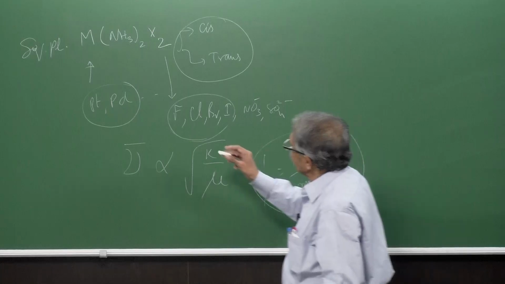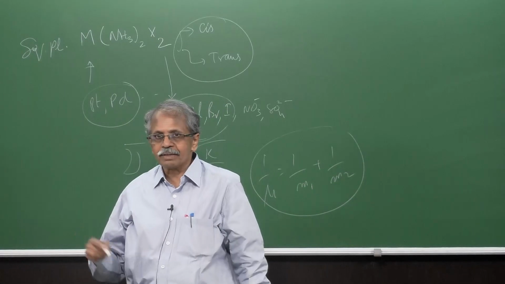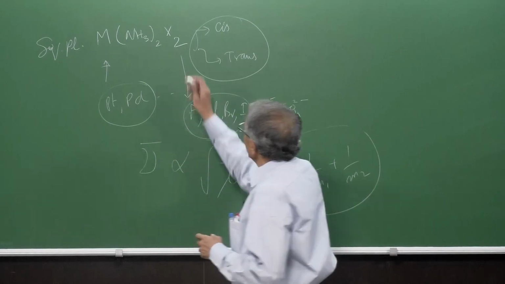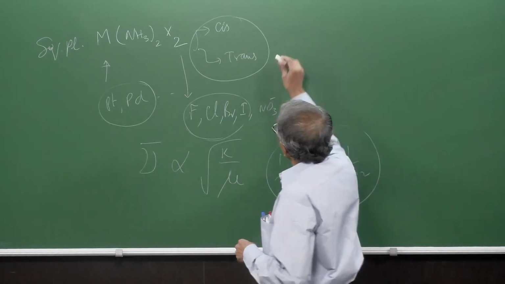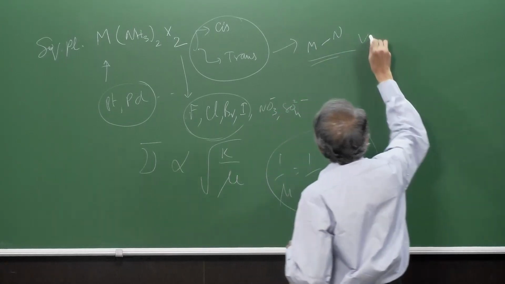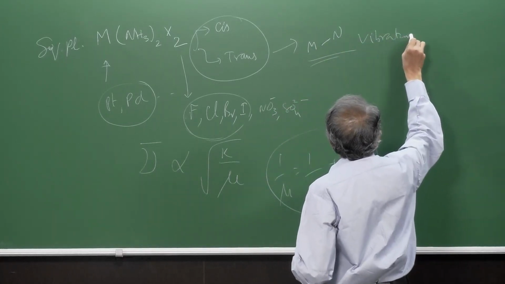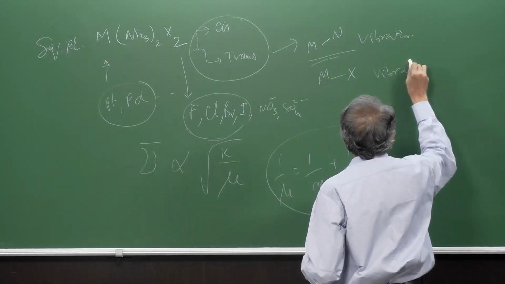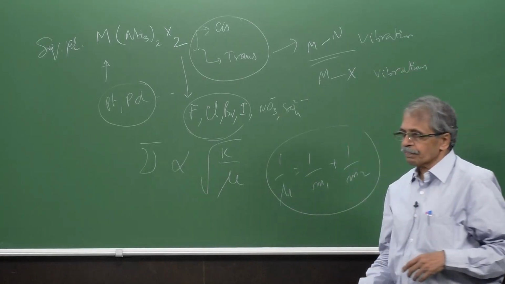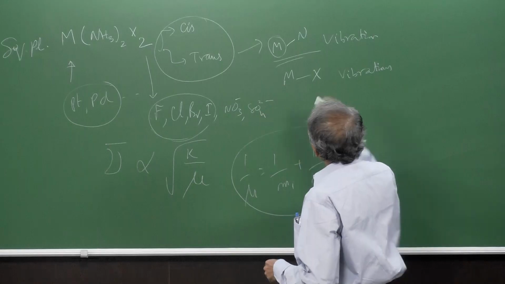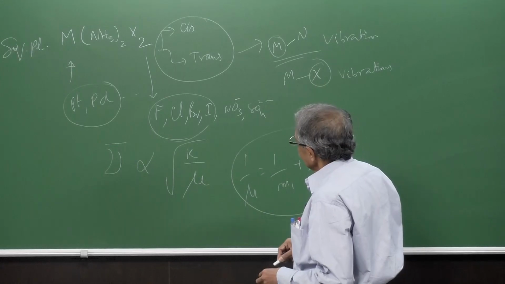So that means it depends on the masses, and between platinum and palladium the mass difference is quite substantial, you can see. Similar is the case with the X. So M is bonded to N, and we can look at the vibrations of this, and M is bonded to X, and then these vibrations. So all that you will find is the vibrations of MX and MN.